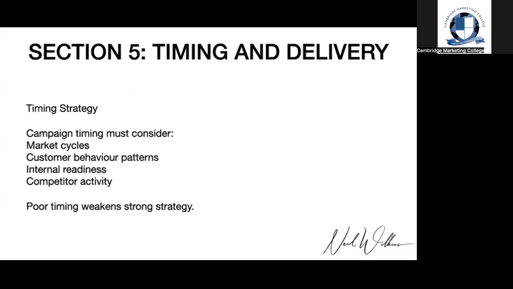So we've got to be thinking about the timing of our campaigns, considering market cycles, maybe seasonality, customer behavior patterns, which might be different at different times, and the internal readiness to support. If this thing goes really well as a campaign, can we support it? Oftentimes people think, well, what if it doesn't work? But actually, what if it really works? What if this thing goes viral? What are we going to do then? So not just risk planning for underperformance, but what about for overperformance as well?